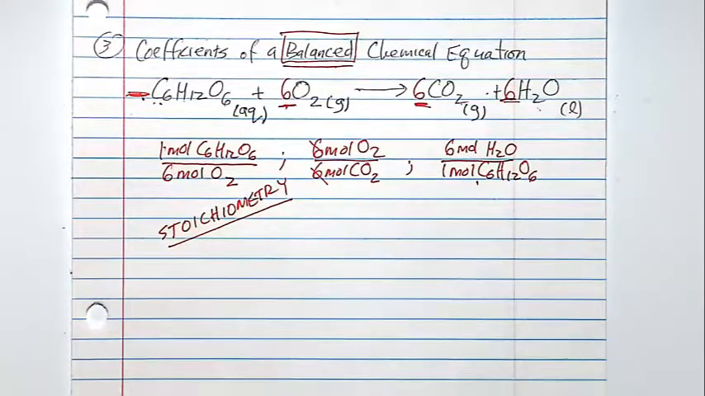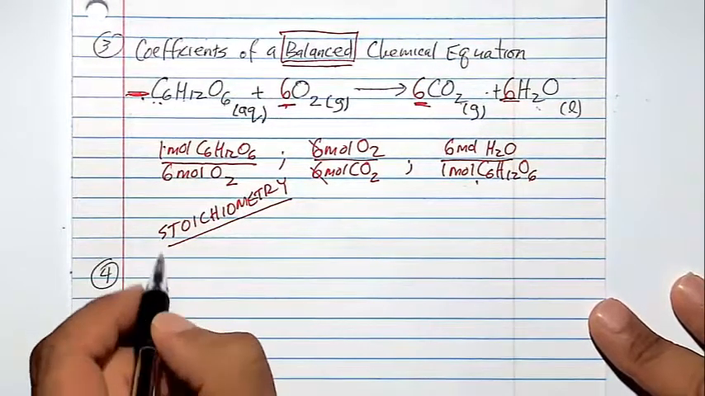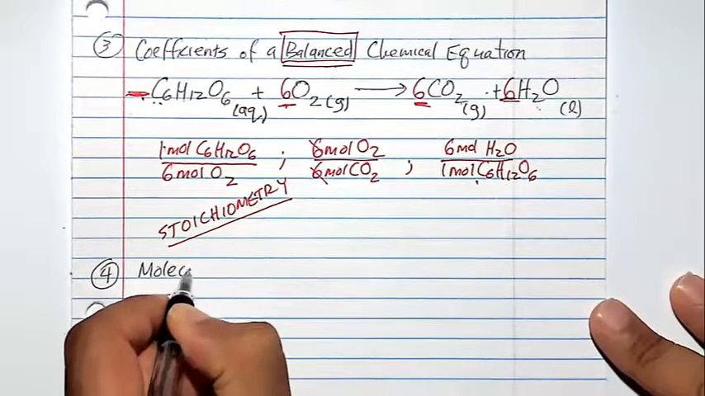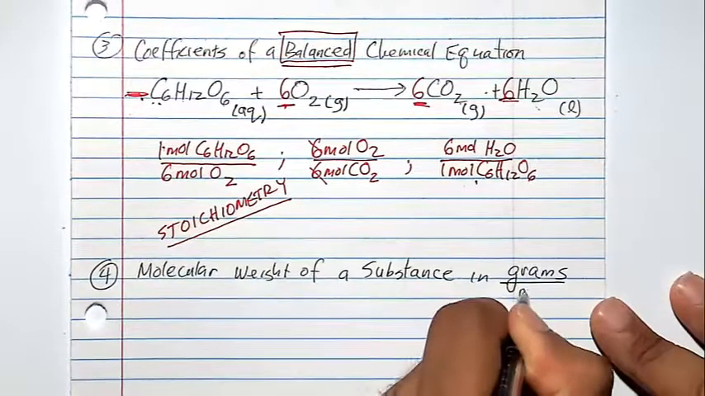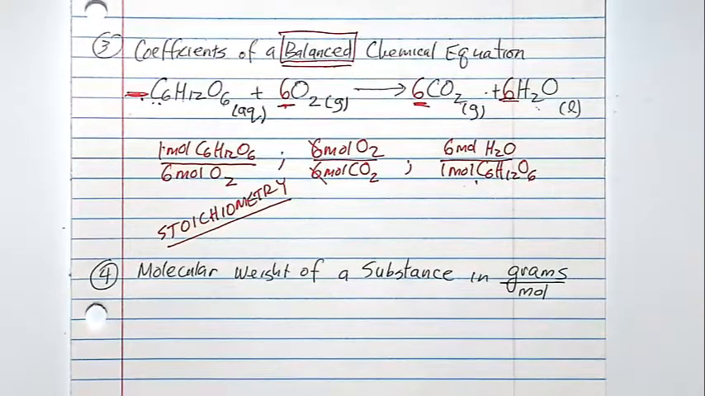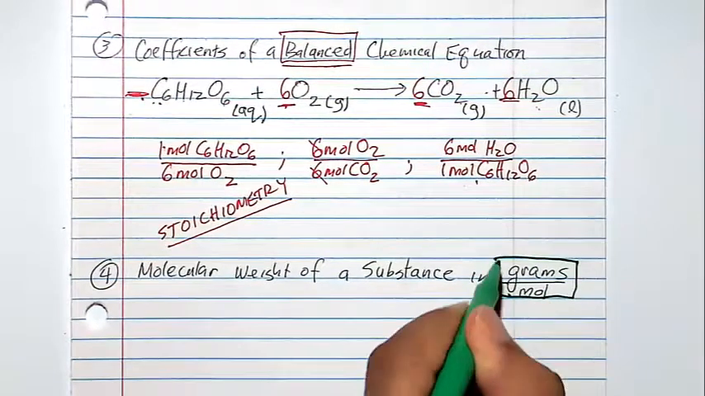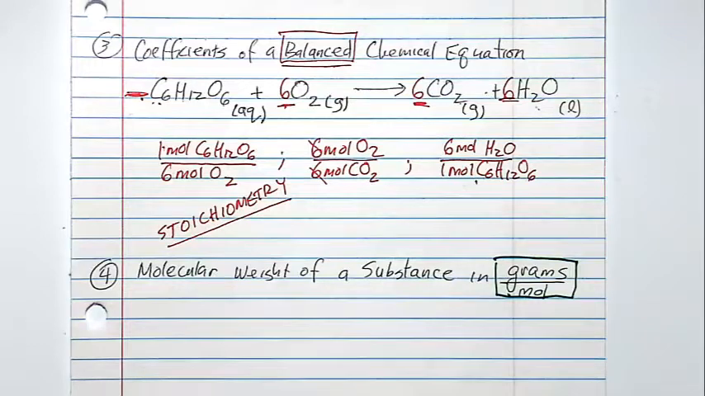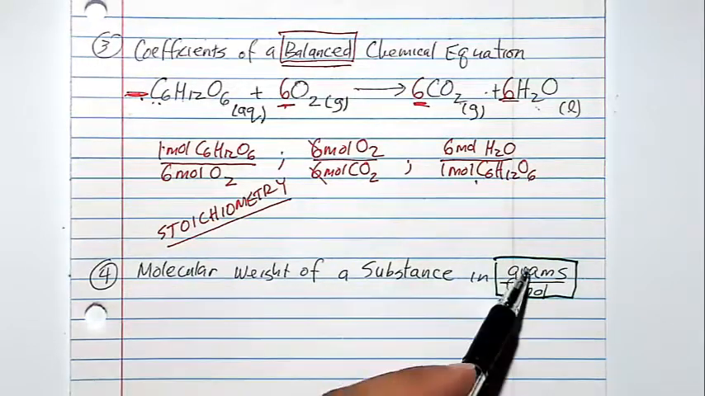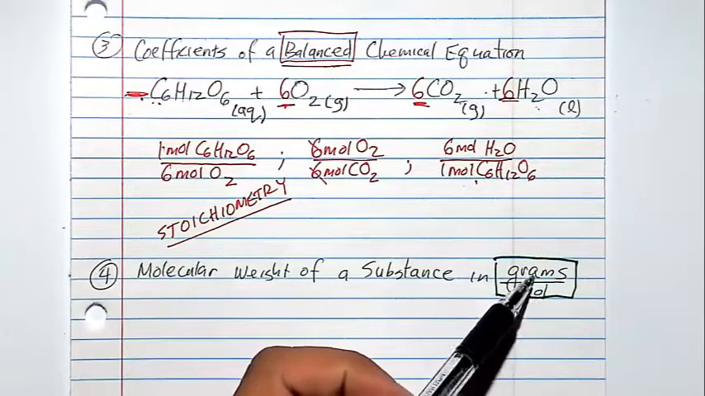The fourth and final application of the mole is just as important for stoichiometry, and that is that the mole is the molecular weight of a substance in grams per mole. Now, it's very important that you know the units here. The units are grams per mole. So 1 mole of a substance has a certain number of grams. Now, where do we get those grams? We get them from the periodic table. Remember the lecture on the periodic table?